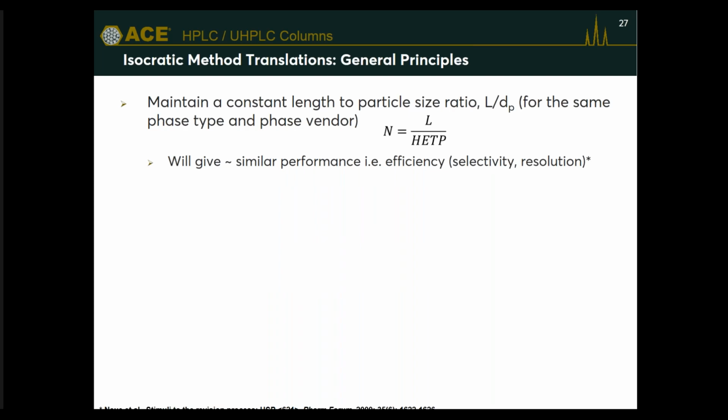The general rule of thumb for translating methods is to keep a constant length to particle size ratio, L/dP, and this is based on sound chromatographic theory. If you keep a constant L/dP ratio, then you should get similar performance with your UHPLC method. So for instance, as an example, if we have a common monograph method, 300 by 3.9 millimeter, 10 micron, sorry, that should say particle size, then this is approximately equivalent to a 150 by 4.6, 5 micron particle size. They both calculate out to 30,000.